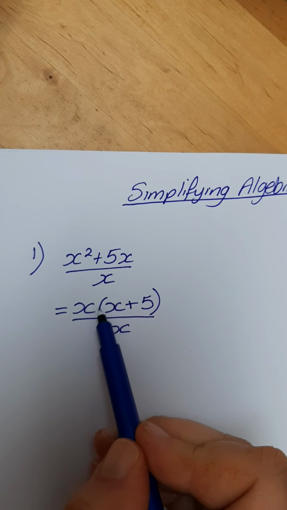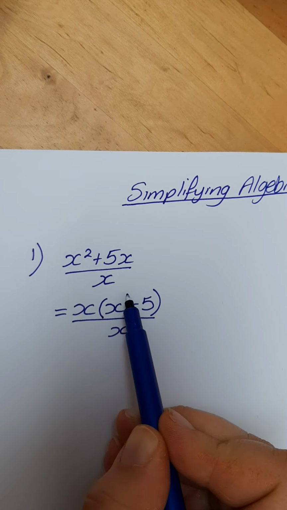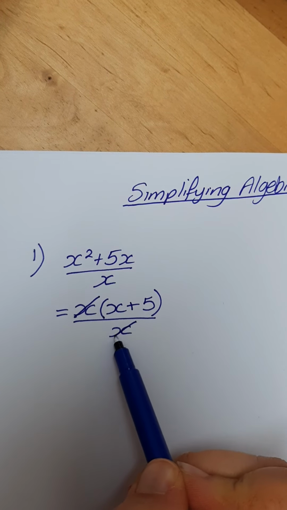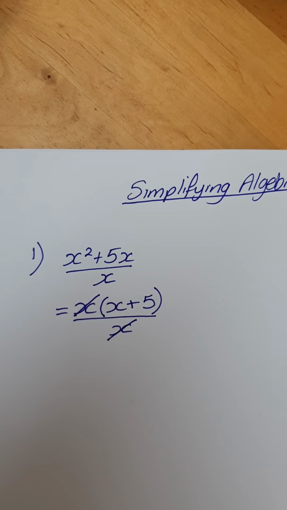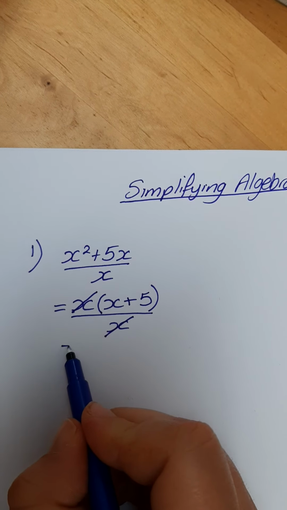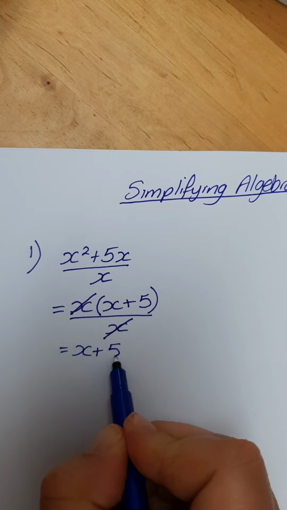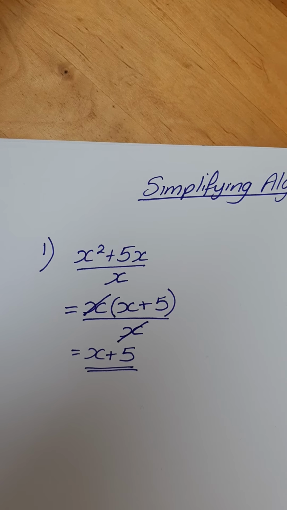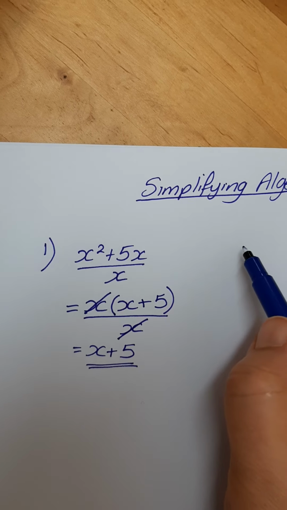Now I have an x multiplied by an x plus 5, which means I can cancel, because it's a multiplication with a denominator, anything that is common. And that leaves me with an x plus 5. I don't really need to put the bracket on that because it's just by itself. Okay, let's look at another example now.